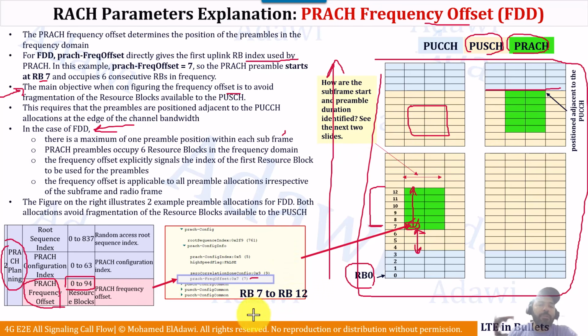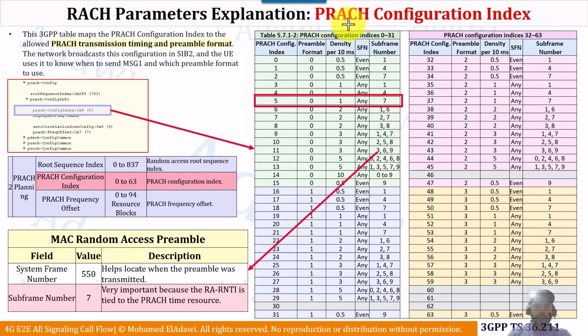So this was the first parameter related to the planning part, the PRACH frequency, identifying at what frequency the user can transmit the first message, which is message number 1. Now let's move to the next part, which is the continuation of the RACH planning parameters.